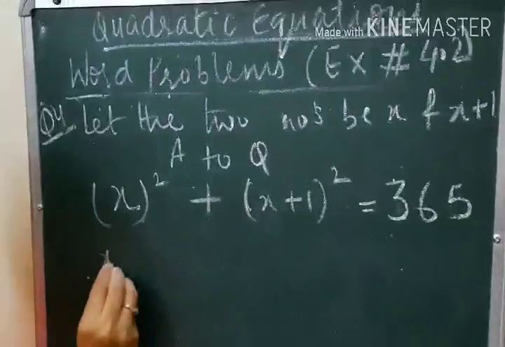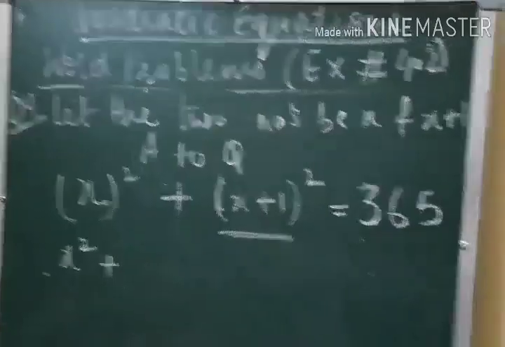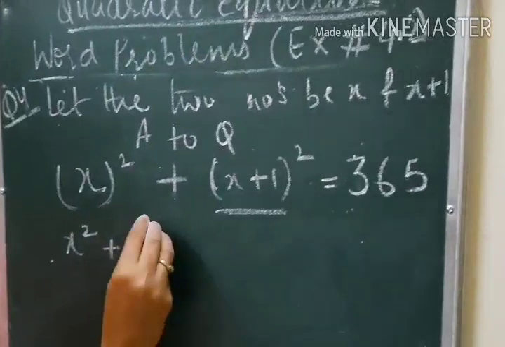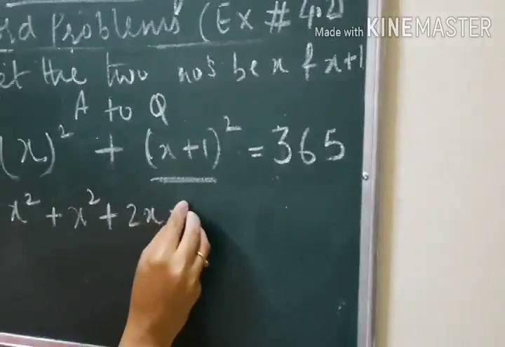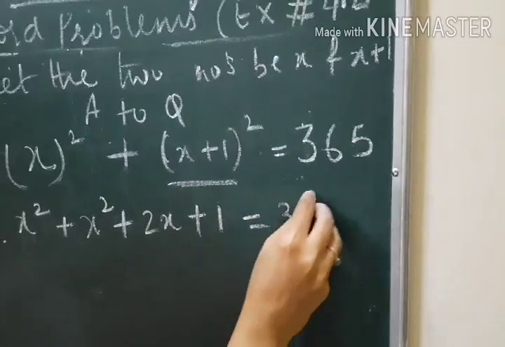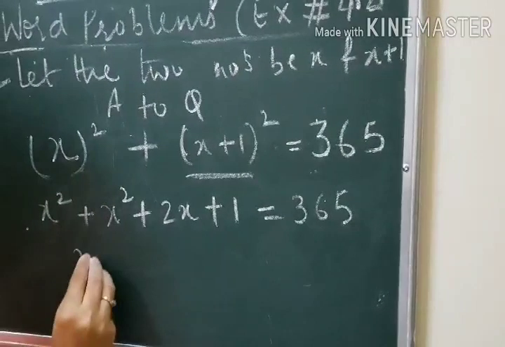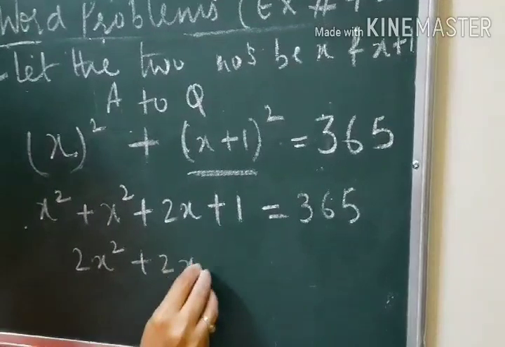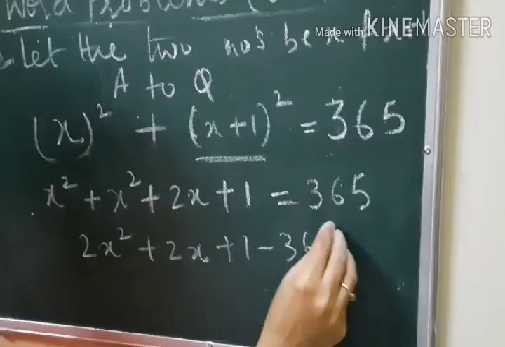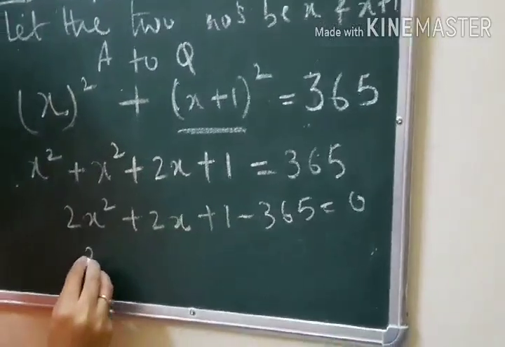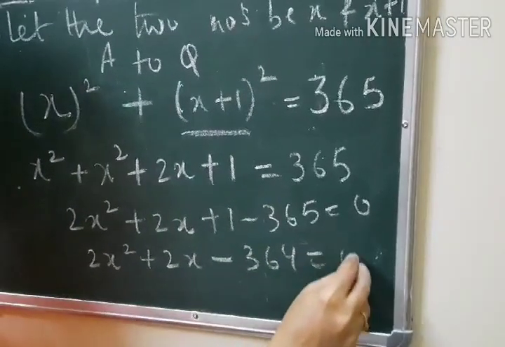x square is x square. Here you can see this is becoming a formula or identity, a plus b whole square. So x square plus, what is a plus b whole square? A square plus 2ab plus b square. It is equal to 365. Now solve it. x square plus x square is 2x square plus 2x. When you shift this to this side, it will come with minus sign. Plus 1 minus 365 is equal to 0. So 2x square plus 2x minus 364 is equal to 0.